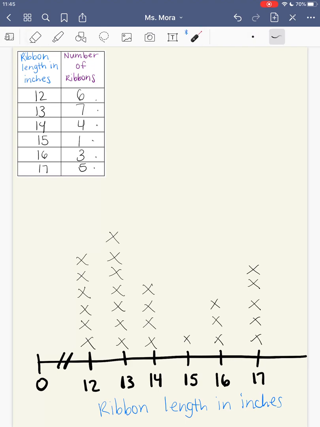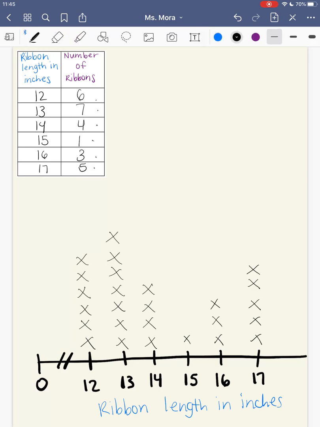Okay, so just by looking at my graph, I can tell that more ribbons are 13 inches long than 12 inches long, because this X here, right, it looks like it's above my 12 inches long. So you can tell it's more, right? That's why it's important to draw our X's about the same size. Okay.